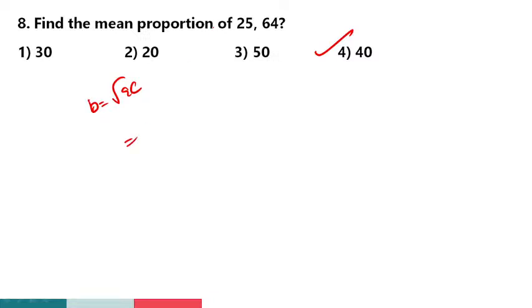So direct note chesesanu. So 25 is which square? 5 square. 64 is which square? 8 square. Okay? So 5 8s are how much? 40. So that's why option 4 is the right answer. Very good, excellent.